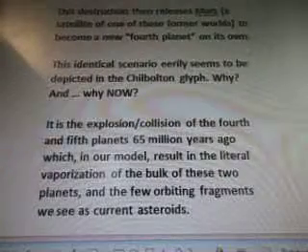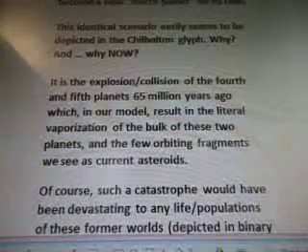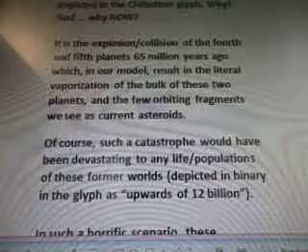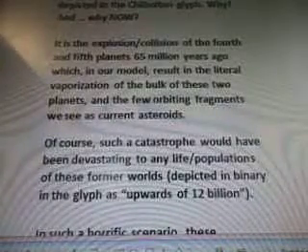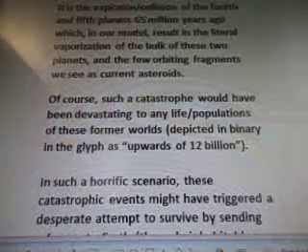This identical scenario seems to be depicted in the Chilbolton glyph. Why, and why now? Is it the explosion collision of the fourth and fifth planets 65 million years ago, which in our model resulted in the vaporization of the bulk of these two planets and the few orbiting fragments we see as current asteroids? Of course, such a catastrophe would have been devastating to any life populations of these former worlds, depicted in the binary and the glyph of upwards to 12 billion.